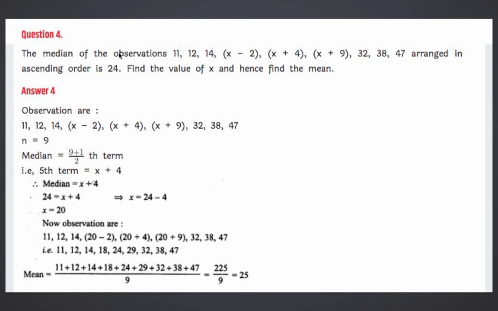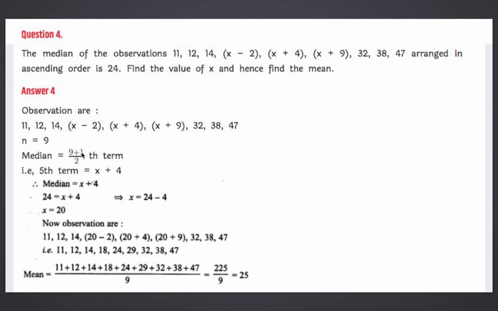So the median of these observations is 24. It is already given. The first step is already done, that the data is arranged in ascending order. Let's count the number of observations, students. 1, 2, 3, 4, 5, 6, 7, 8, 9. What is the number of observations? Check. It is 9. 9 is what? Odd. For odd, the formula for median is the 9 plus 1 upon 2th term.